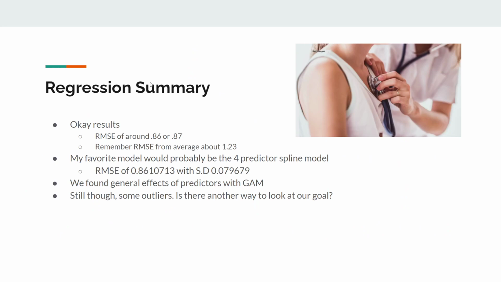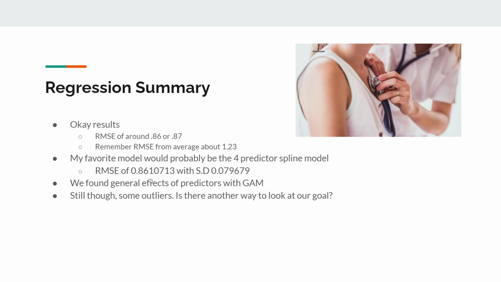And then to summarize that, we got pretty okay results. RMSE is about 0.86 or about 0.87, and remember that's a decent improvement from that average RMSE, which was about 1.23. And then I think my favorite model would probably be the 4-predictor spline model. Despite it not having the best RMSE, which was the GAM model, its standard deviation was the lowest, and it still had a pretty decent RMSE.